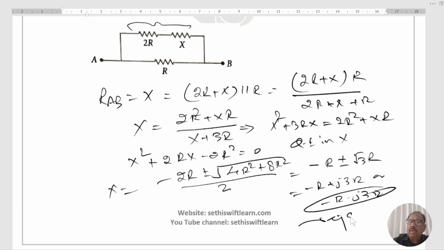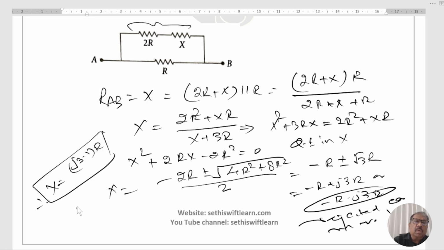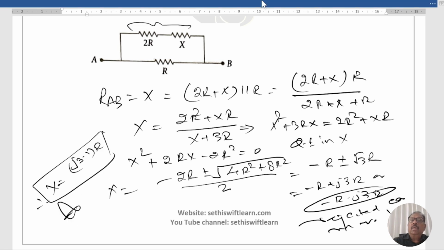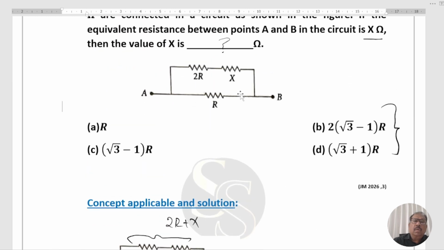Rejected, it cannot be negative. Therefore X comes out to be (root 3 minus 1) into R. This is the answer. C is the correct answer. Right? Next question.